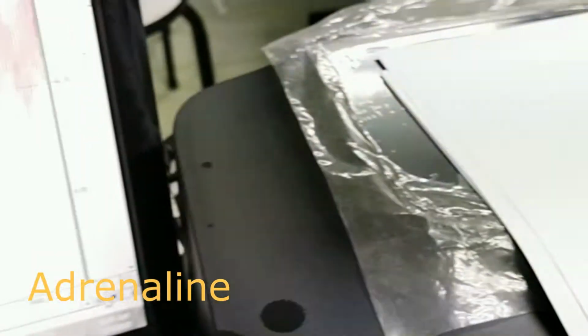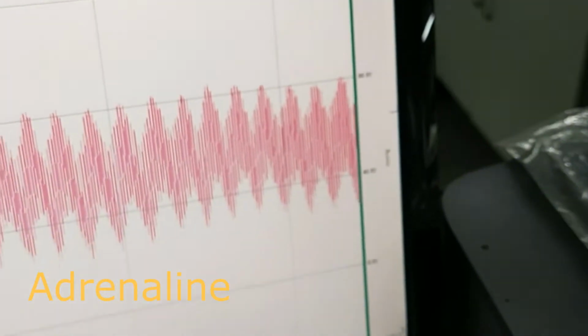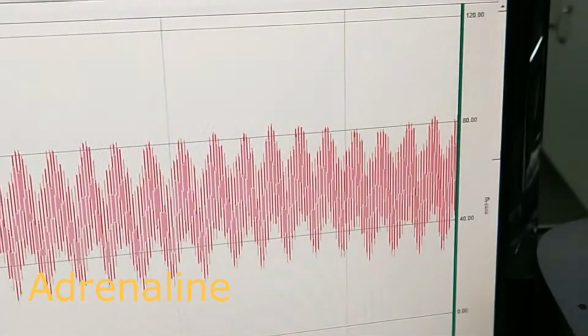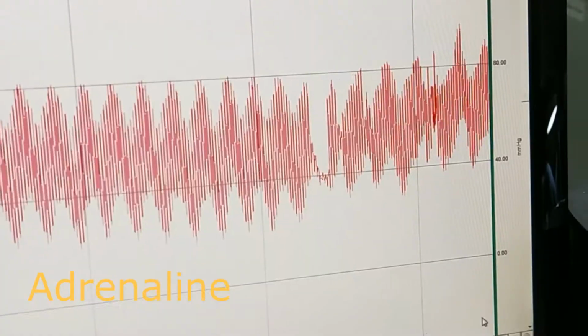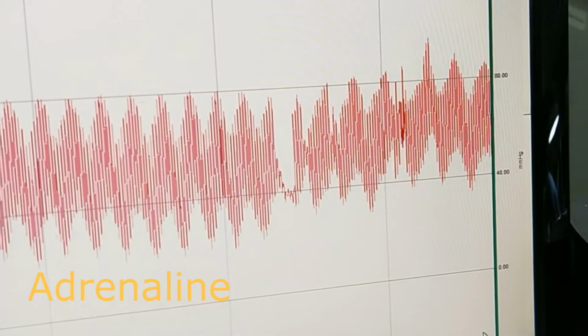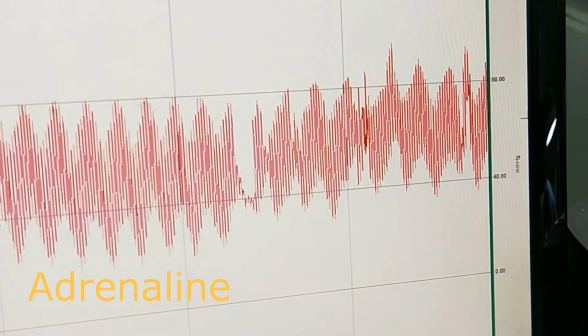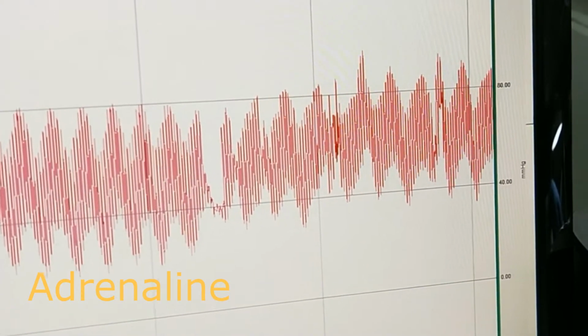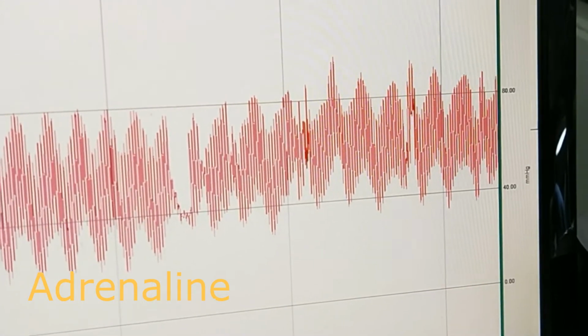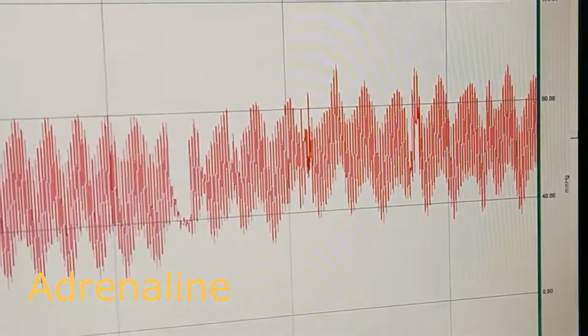And you need to see the effect of the adrenaline on the blood pressure. It can increase a little. Here you can see that after administration of adrenaline, the pattern for the blood pressure starts to increase.